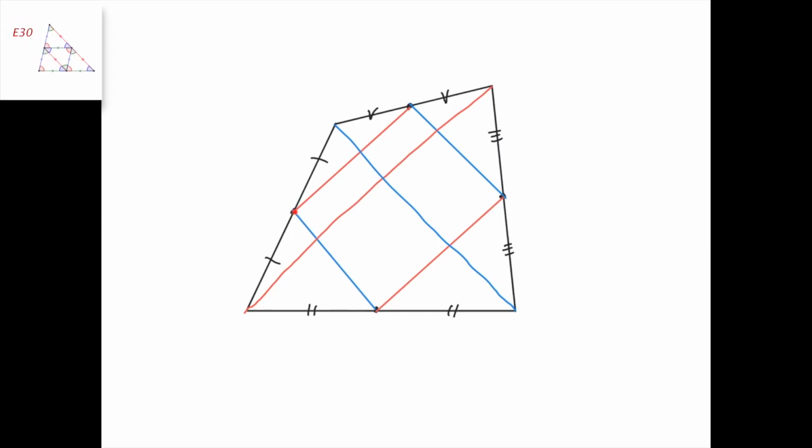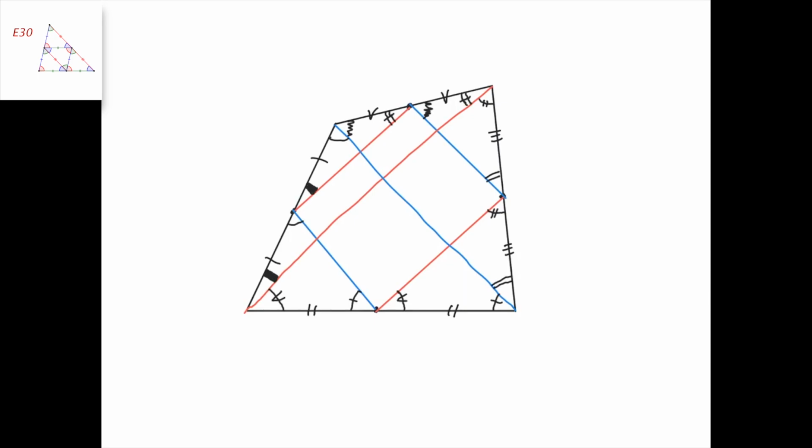Furthermore, this parallelogram has sides that are half of the lengths of the diagonals in the quadrilateral, because we know from midsegments that this is half of this, and this is half of this. And so these two have equal length, and it equals half of this diagonal. And similarly, this and this have equal lengths, equal to half of the other diagonal.